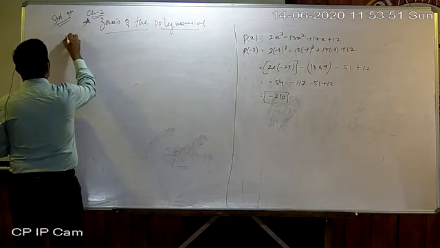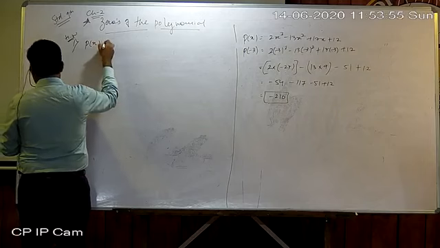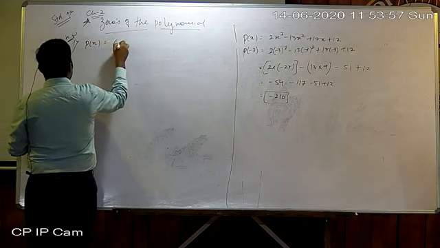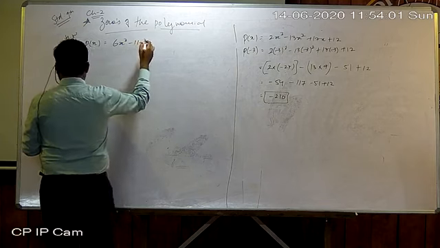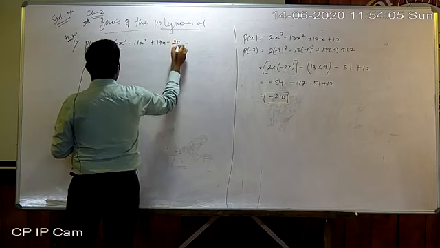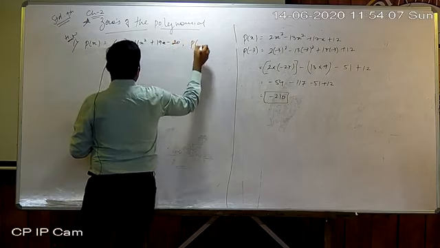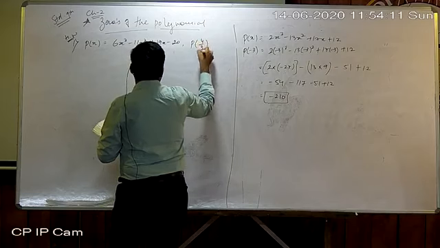My first question for the homework is p of x equal to 6x cube minus 11x square plus 19x minus 20, for the p of 4 by 3. Okay.